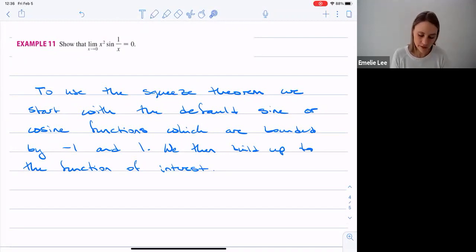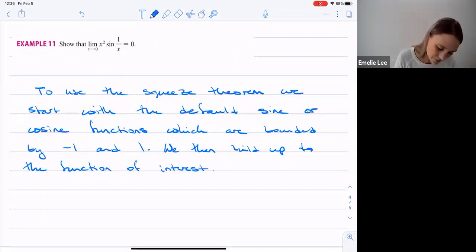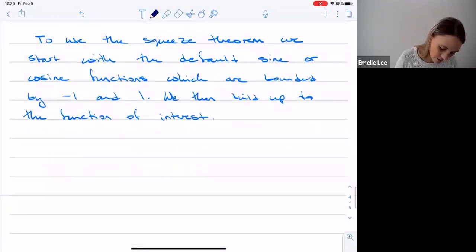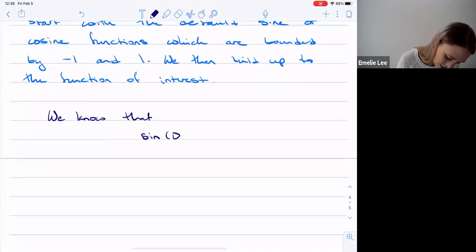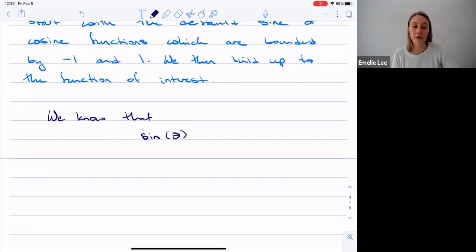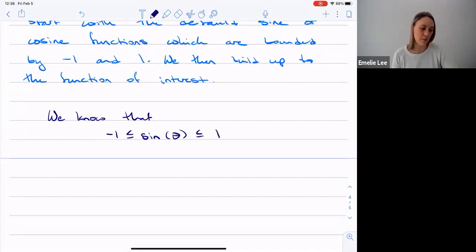So here, I see that I have a sine function with a bunch of other stuff. That's what I'm going to build up to. But where I'm going to start is with just a plain old sine function. So we know that the sine of theta, and I'm allowing for any theta here, so any angle, is bounded between -1 and +1.